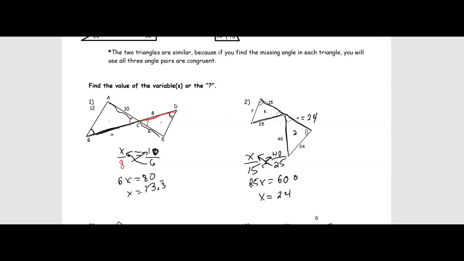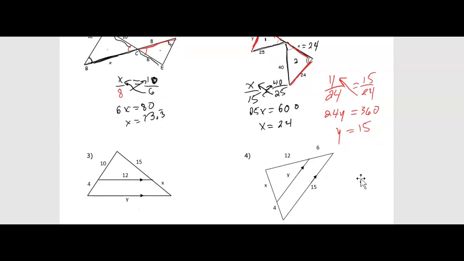Once we know this is 24, we could have done it another way, but we want to find y also. So I'm going to go for y. I'll take y and compare it to its corresponding side of 24. Now we have a couple of corresponding sides to compare. I'm going to do 15 and compare it to its corresponding side of 24. We can crisscross and multiply, so 24y would equal 360. Divide by 24, and y would equal 15. All right, so that's what we did with our similar triangles.